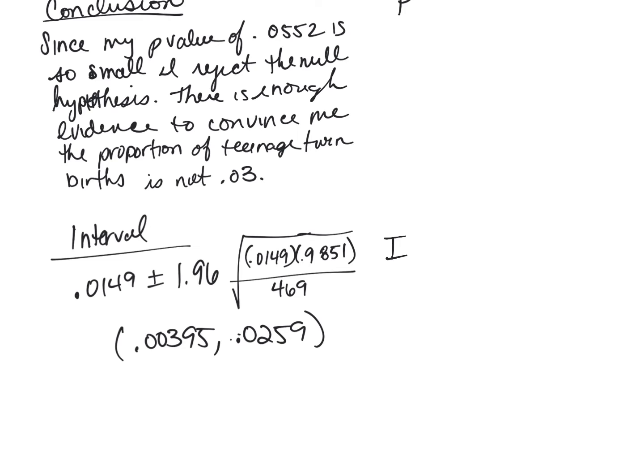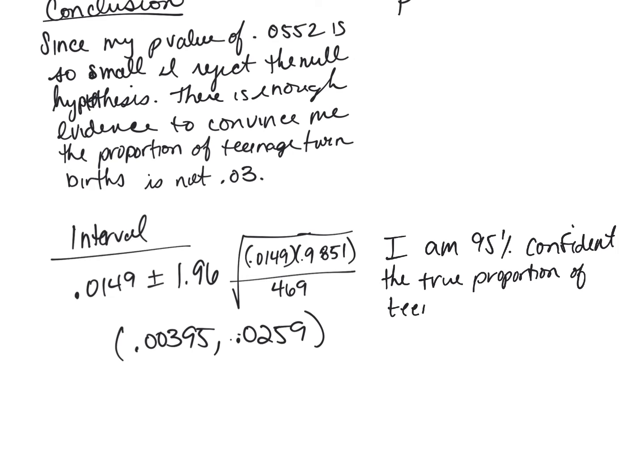So I am 95% confident the true proportion of teenage twin births is between 0.00395 and 0.0259.